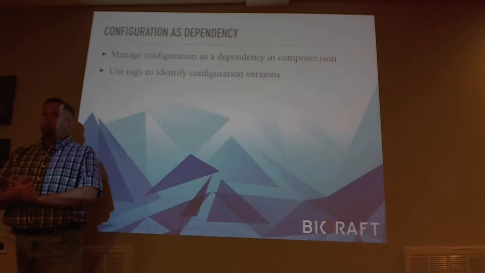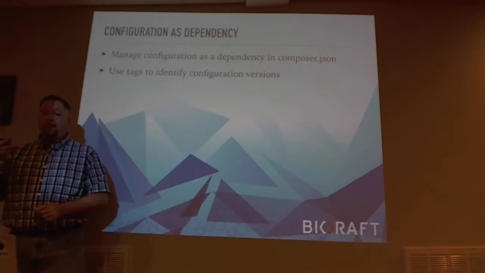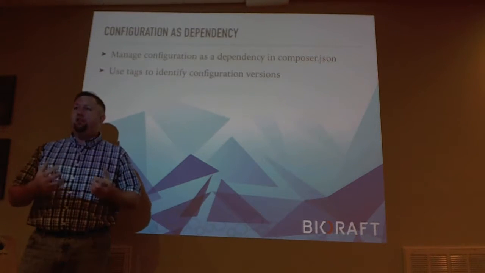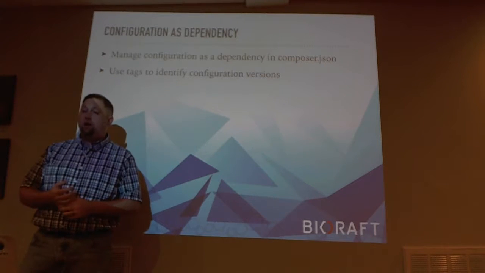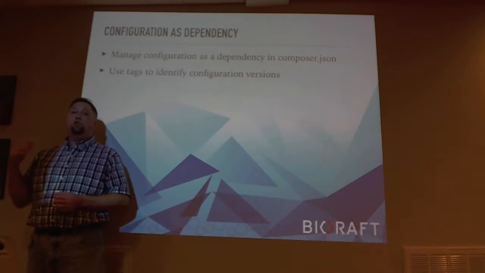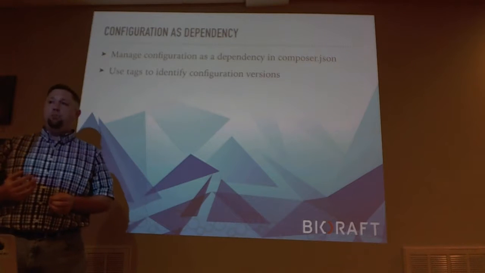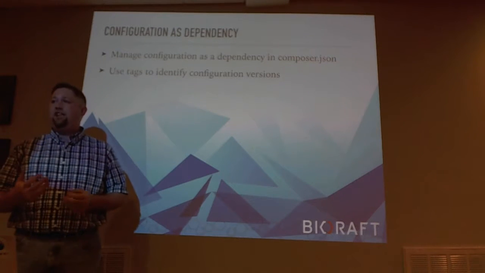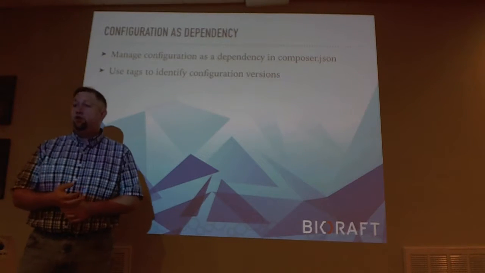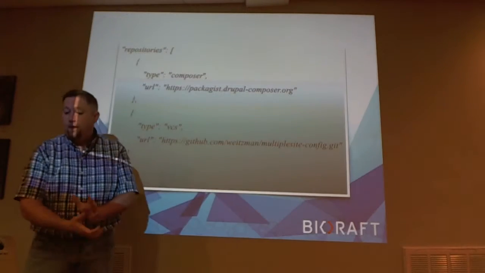So that's what we're going to do. Well, that's exactly what we're going to talk about here. Managing configuration as a dependency by listing it in your composer.json file. And what we're going to do is we're going to version our commits of the configuration, and we're going to tag them in Git so that we have specific versions.